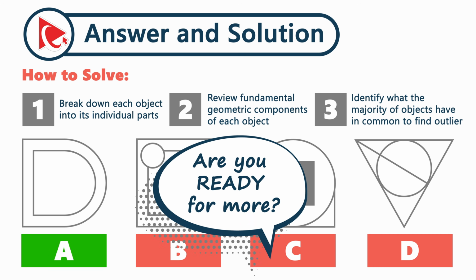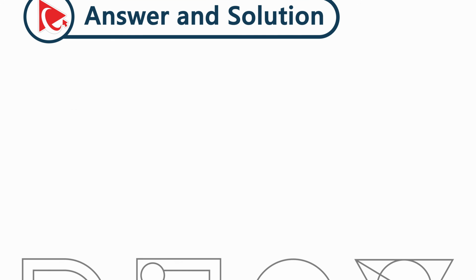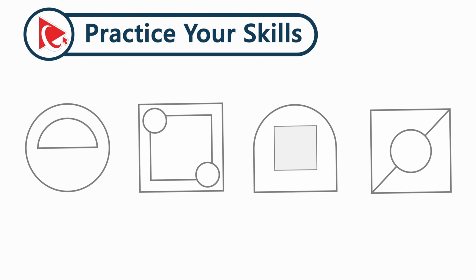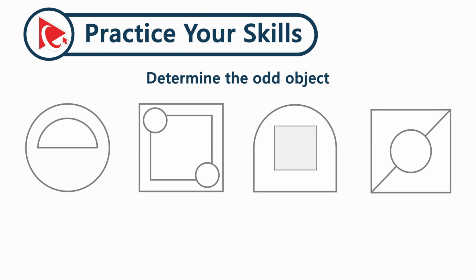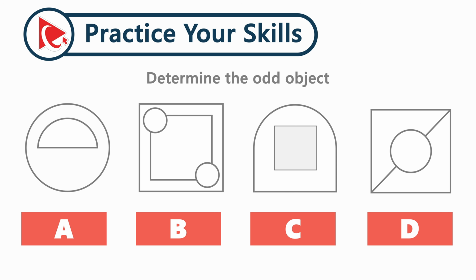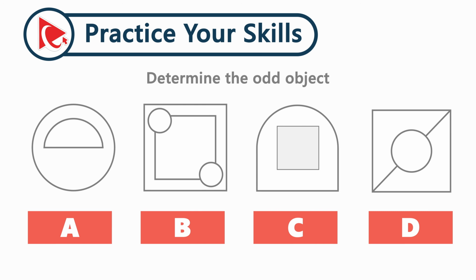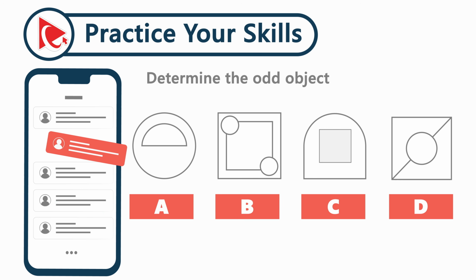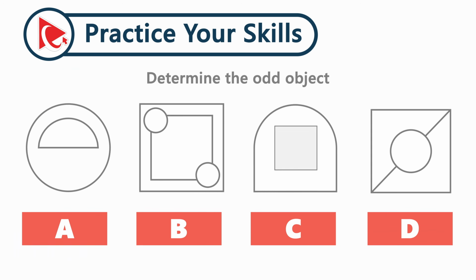Are you ready for more? Try this question to see how you would do. You're presented with 4 objects, and you need to determine the odd one. Your choices for the answers are choices A, B, C, and D. After you've selected your final answer, post it in comments, and I'll share my feedback. Enjoy solving the school problem.